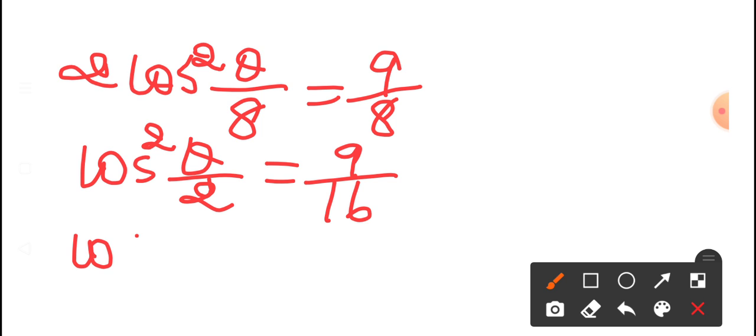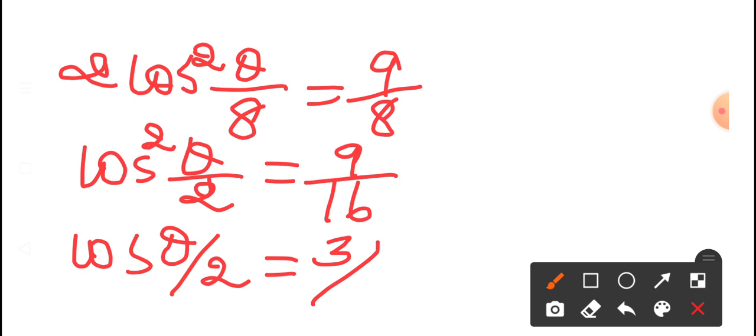But we need only cos theta by 2. So taking square root on both sides, we get plus or minus 3 by 4. But here we write plus 3 by 4 only, because cos theta by 2 is positive, so cos theta by 2 is equal to 3 by 4.